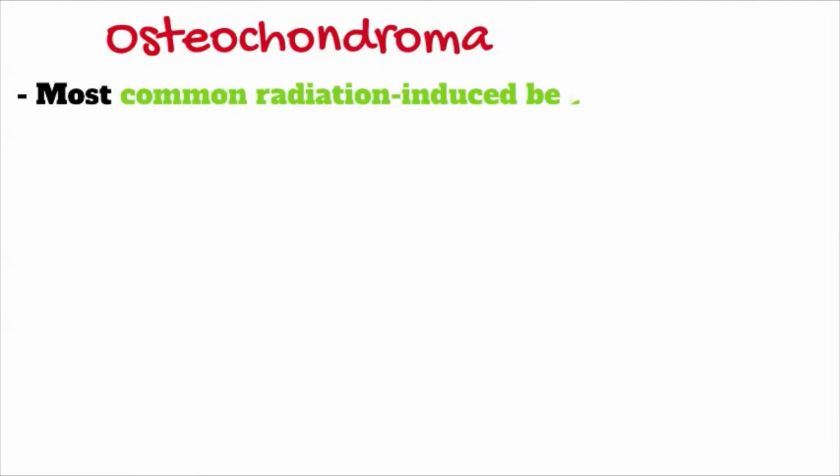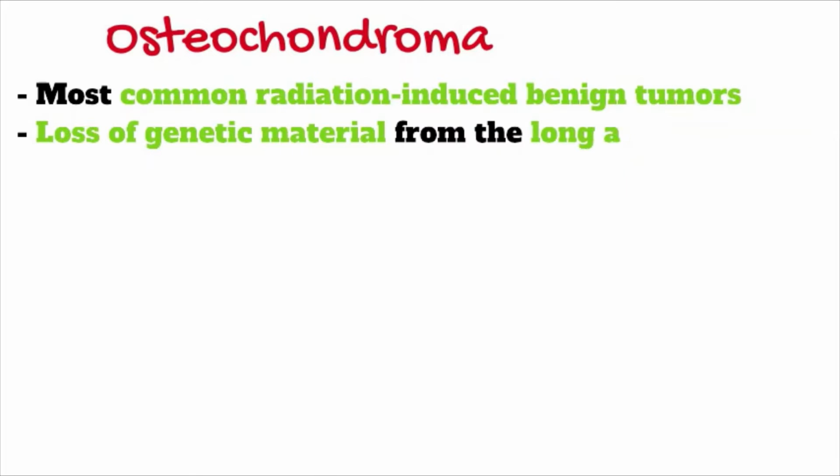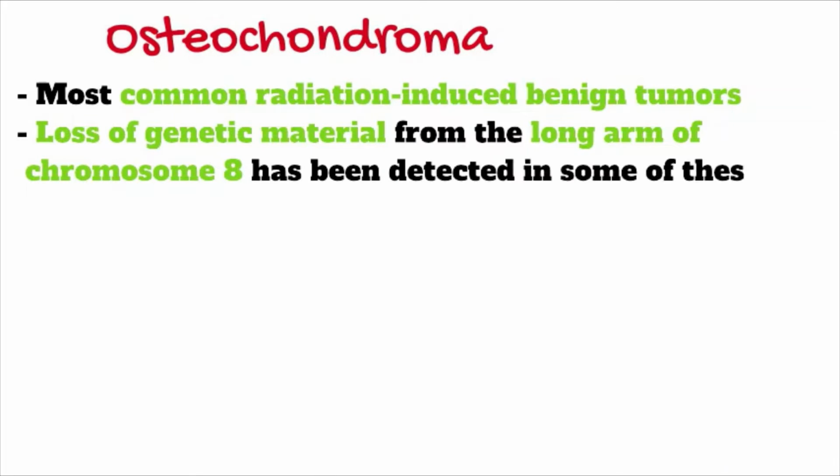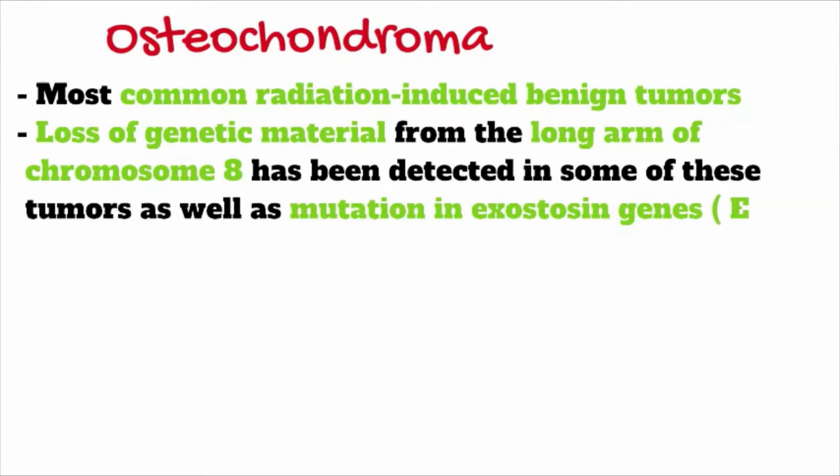Osteochondromas are the most common radiation-induced benign tumors. Loss of genetic material from the long arm of chromosome 8 has been detected in some of these tumors, as well as mutation in exostosin genes, EXT.